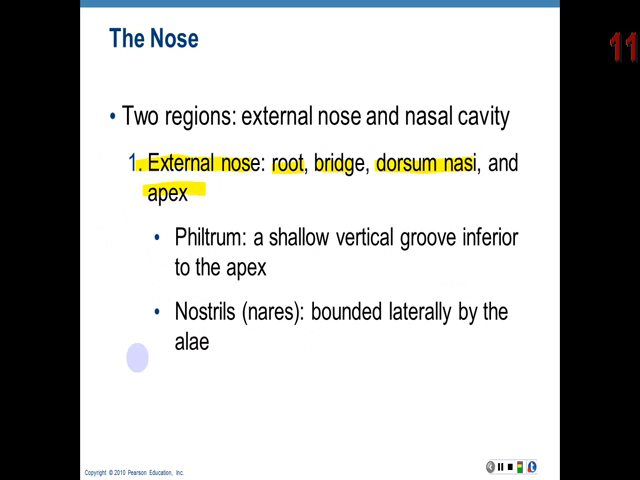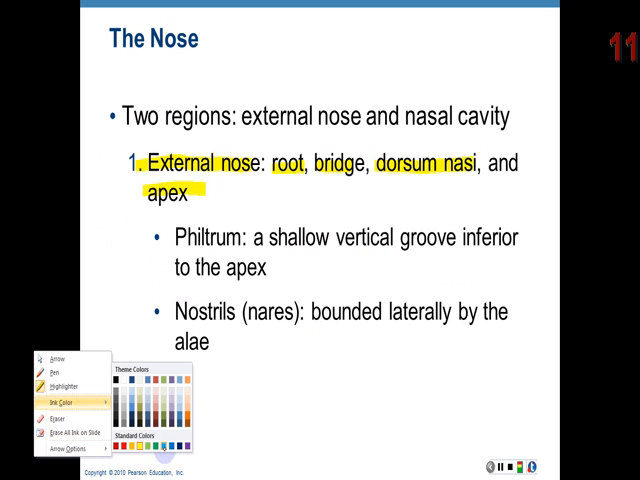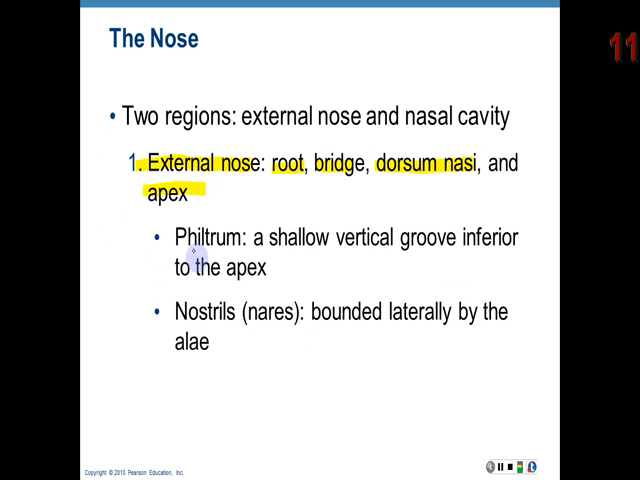Another interesting piece, which is sort of not part of your nose, but it sort of is, is that mystery piece that you've always wondered about and never thought to ask. There's a little shallow trough in your upper lip, and it's known as the philtrum. It's the shallow vertical groove inferior to the apex. So if you've ever wondered what that little groove is in the upper lip below your nose, it's the philtrum.